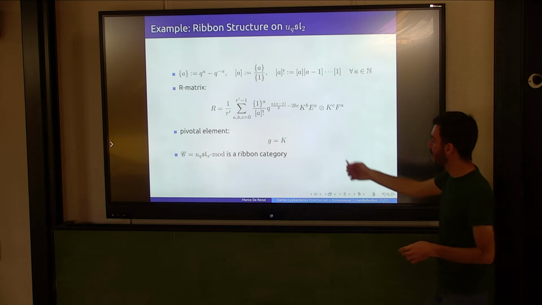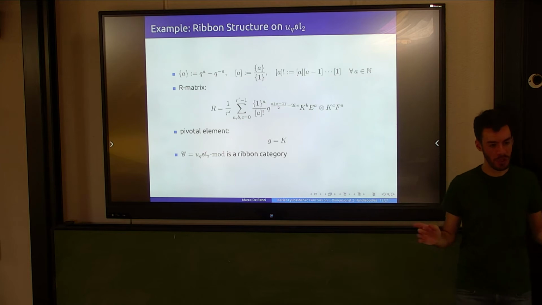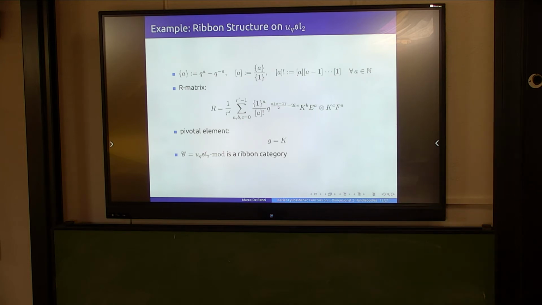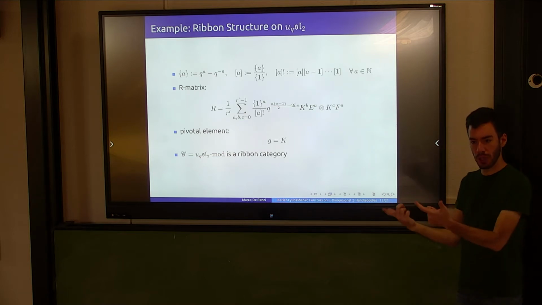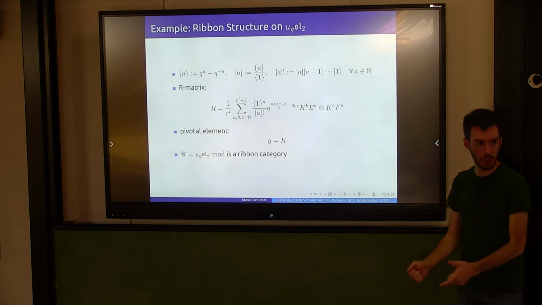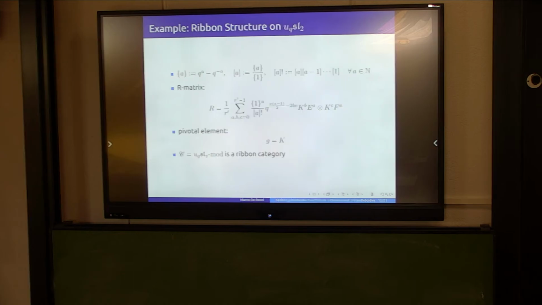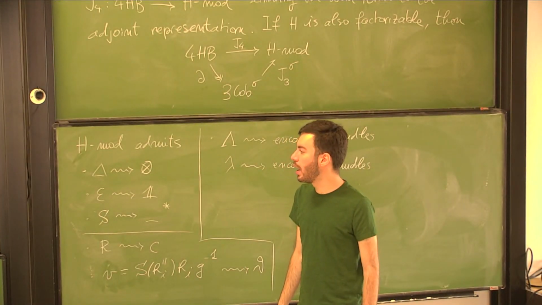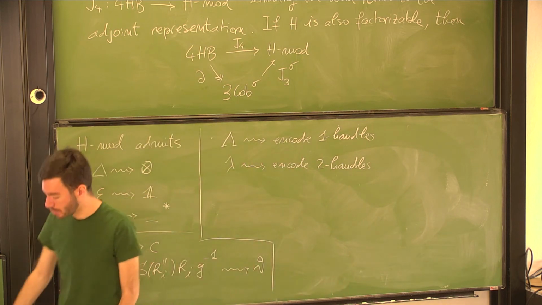Right. So this is the R-matrix, and the pivotal element is very simple. It's just the generator K. And so what I said before is that if you conjugate by K, you obtain the square of the antipode. So the square of the antipode is implemented by conjugation with respect to K. And these look like elements in the algebra, so it's all vectors and powers of K. So U_q(sl2)-modules is now a ribbon category with these structures.